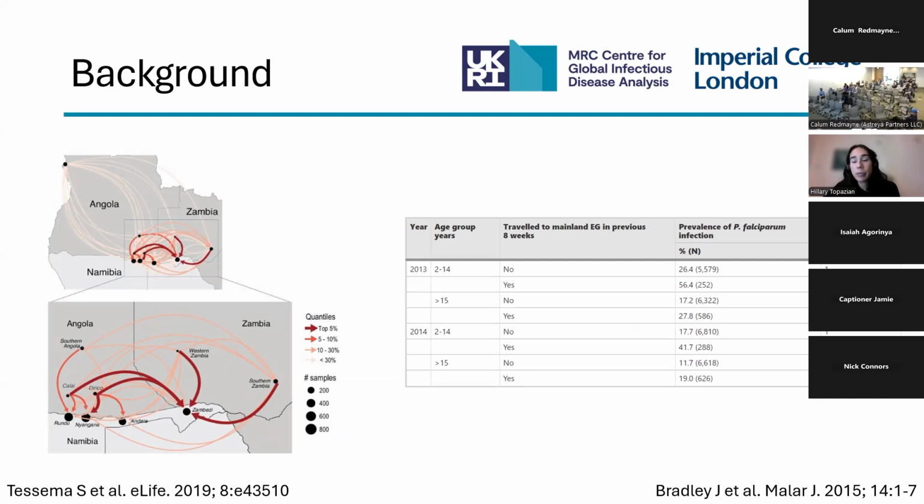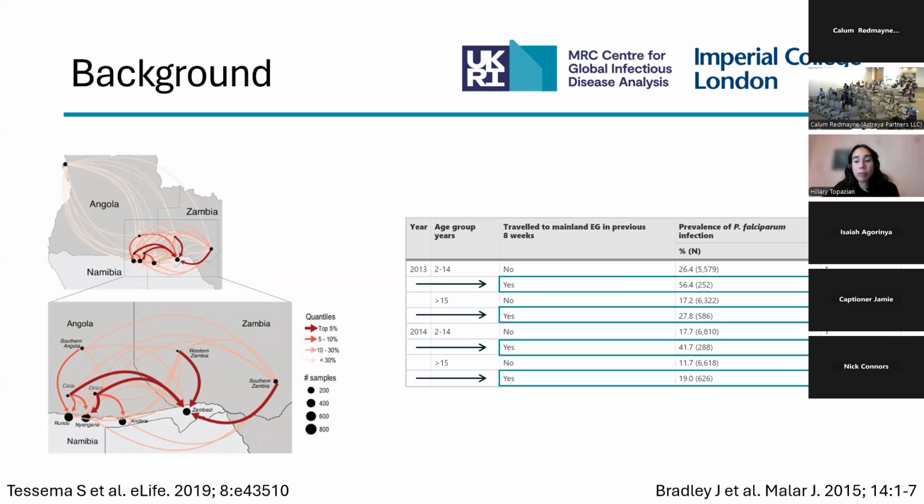And so movement patterns have been characterized in the past using survey data. And also from parasite genetic lineage data, we know that there are established transmission chains across international borders. And some of what we've seen in this already in the meeting in other presentations. And so one example is on the left where we can see that genetic links are occurring between Angola, Zambia, and Namibia and the parasites across those countries.